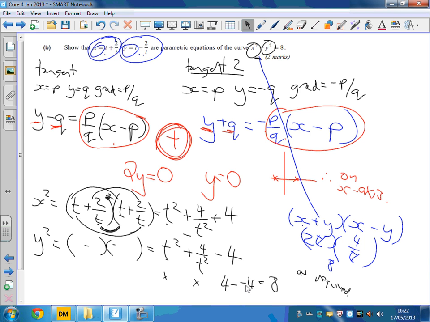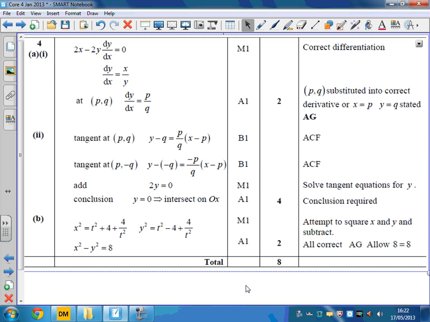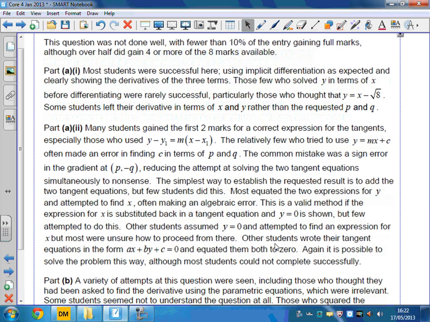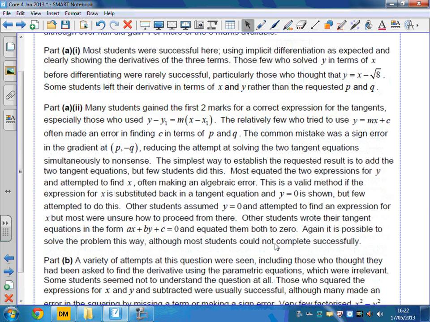Mark scheme here, and the examiner's report says people weren't particularly successful in it, only 10% gained full marks, and there were lots of different ideas on how to do it.